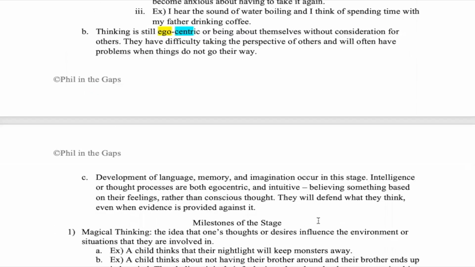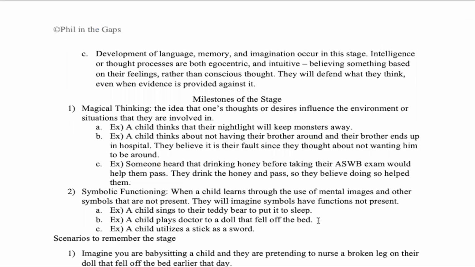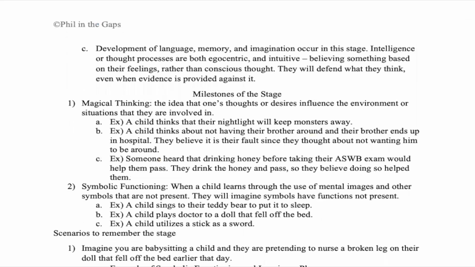That is where, again, the development of language, memory, and imagination also occur in this stage. So they start engaging in imaginary play. They're able to start understanding things that are outside directly in front of them. Intelligence or thought processes are both egocentric and intuitive. Again, egocentric, key emphasis on ego, they're all about themselves, and centric, they're the center of attention for everyone around them.